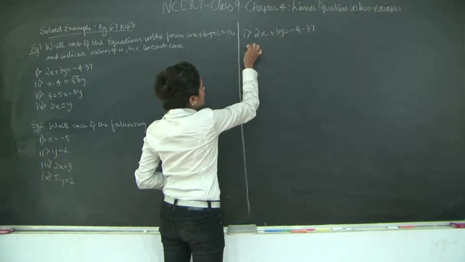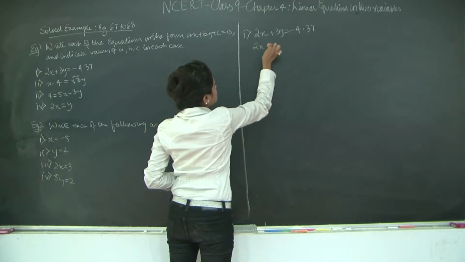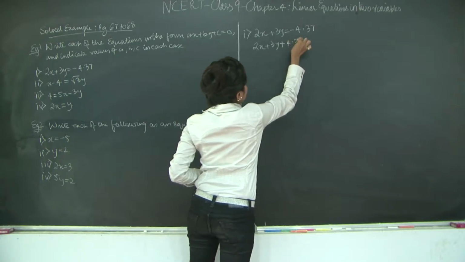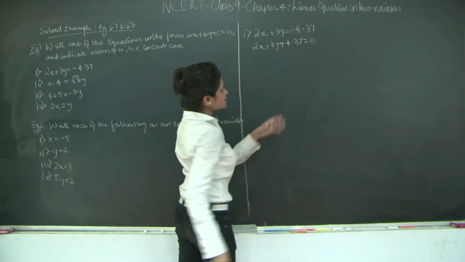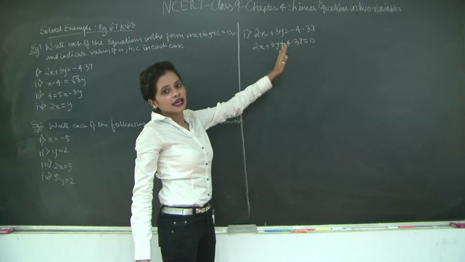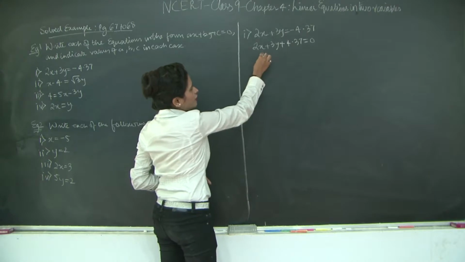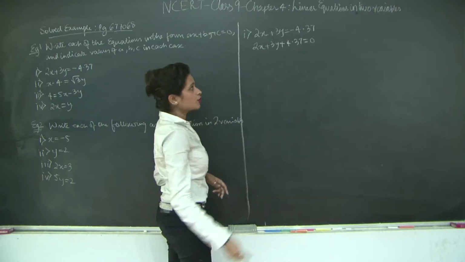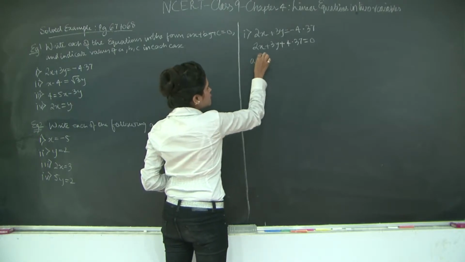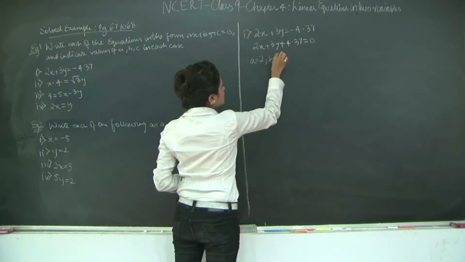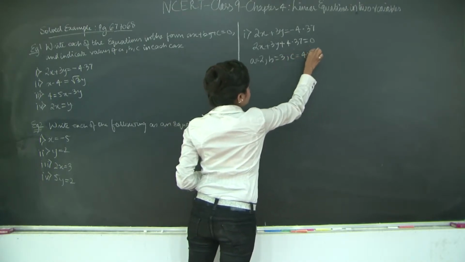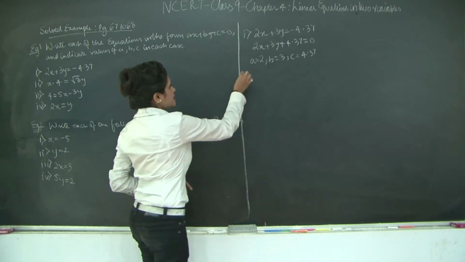So I can rewrite this as 2x plus 3y plus 4.37 is equal to 0. Why plus? Because it was minus 4.37 on the right hand side. When it came onto the left hand side, the sign changed. So this is of the form ax plus by plus c is equal to 0. Therefore, comparing with ax plus by plus c is equal to 0, what do we get? a is equal to 2, b is equal to 3 and c is equal to 4.37. Simple.